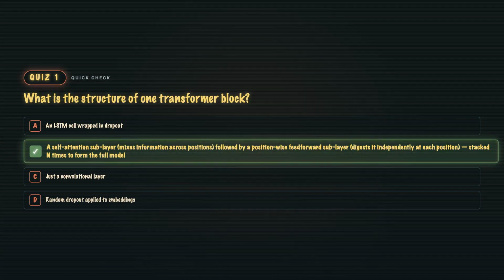B. Attention gathers, feed-forward digests. 6 blocks in the 2017 paper, 96 in GPT-3. Same pattern, just scaled. Once you see the block, the whole architecture stops being scary.